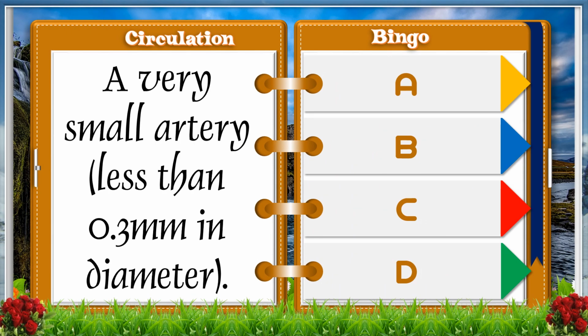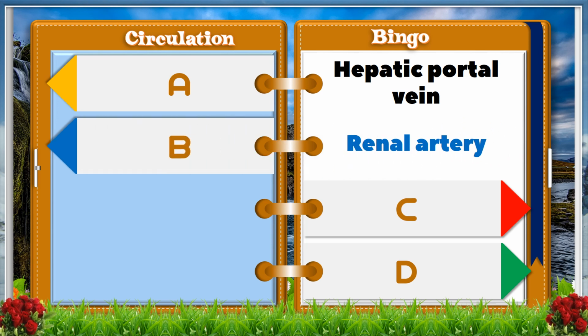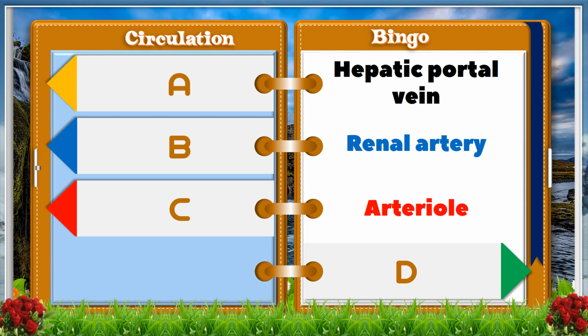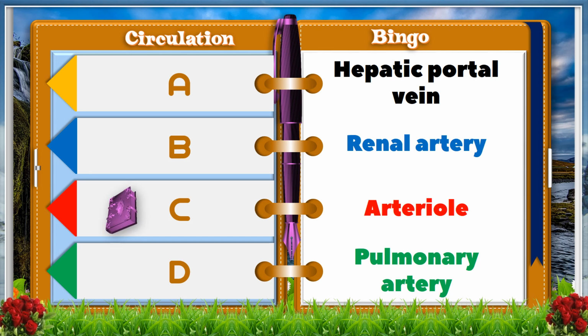A very small artery, less than 0.3 millimeter in diameter. A. Hepatic portal vein. B. Renal artery. C. Arteriole. D. Pulmonary artery. And the answer is C. Arteriole.